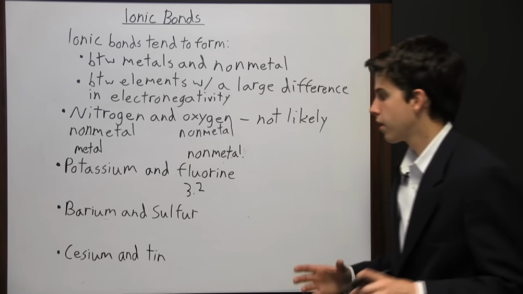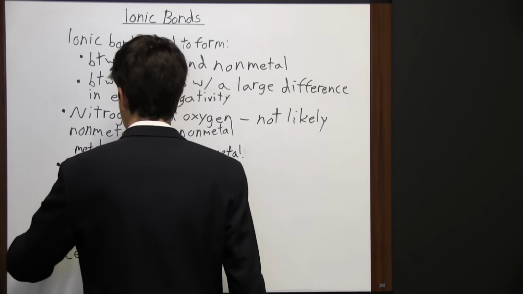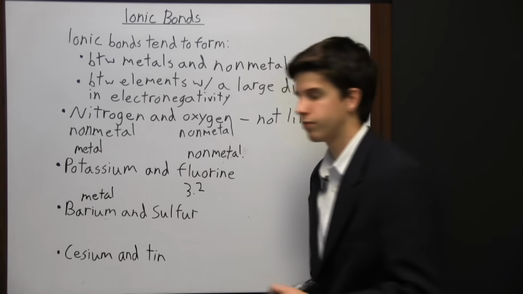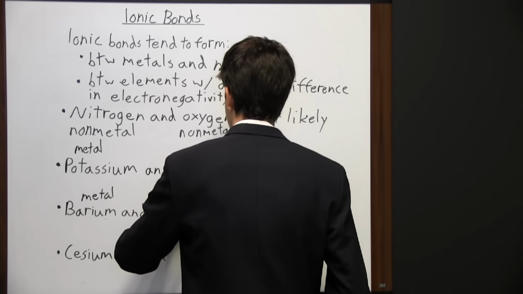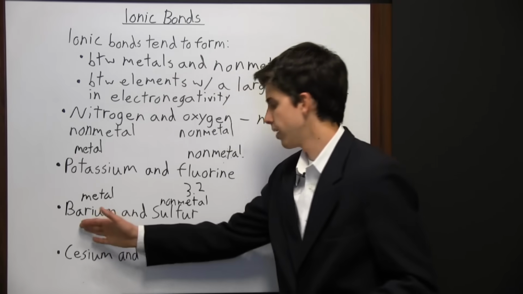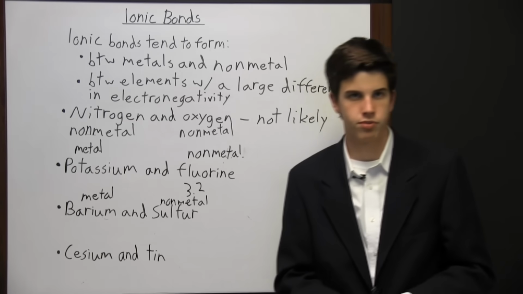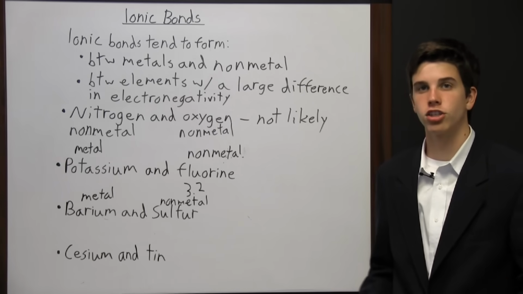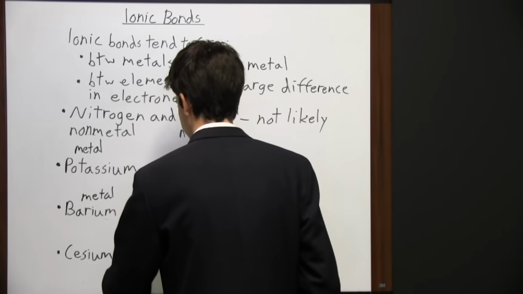Now here we have barium and sulfur, and barium is a metal, and then sulfur is a nonmetal. So here we have a metal and a nonmetal. We're doing good so far, so they're likely to form ionic bonds, specifically barium sulfide. And then in addition to that, their electronegativity difference is moderately large at about 1.6.